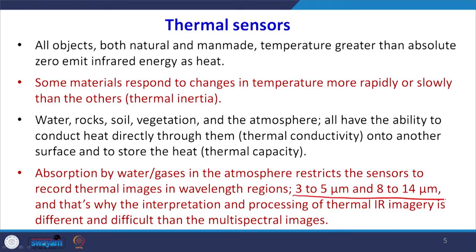So each of these materials is capable of storing some heat and then emitting the energy when the temperature changes. As soon as the temperature changes, they will emit some energy which has to be recorded. We know that the 3 to 5 micrometer region and the 8 to 14 micrometer region are very good, where the atmospheric transmittance is maximum, and that is a good atmospheric window region. That is why we carry out the collection, interpretation and processing of imagery taken in that wavelength region, and its processing is also different from the normal multispectral image that we see.